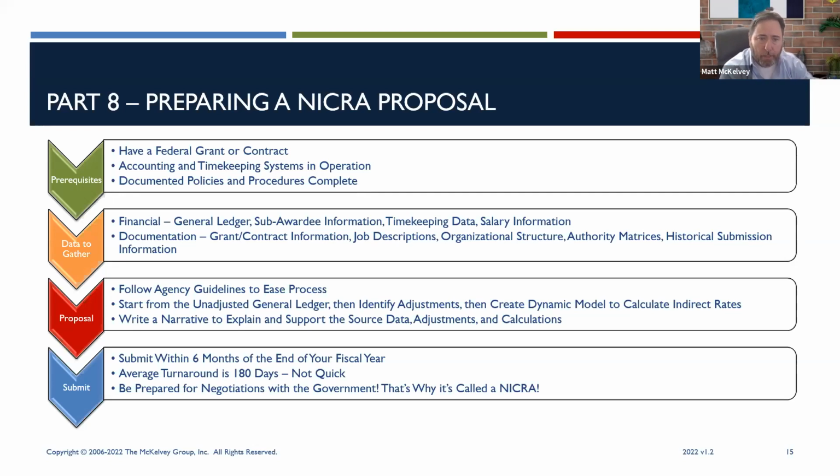Then you submit it. Once you start doing this, you are required to submit within 6 months of the end of your fiscal year. That's not the calendar year unless your fiscal year is the calendar year. But submit within 6 months. This is the big one: the average turnaround is 180 days.